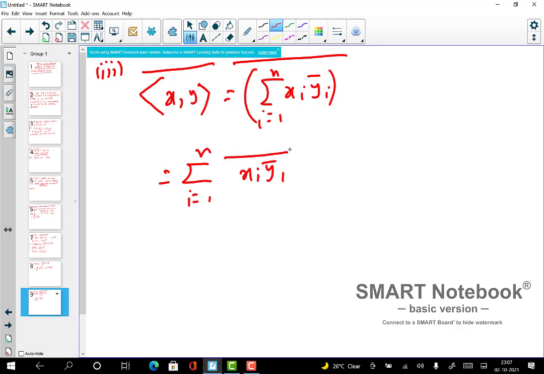That's the property that the bar of a plus b is nothing but a bar plus b bar, right? This property I am using, where here we have complex numbers.